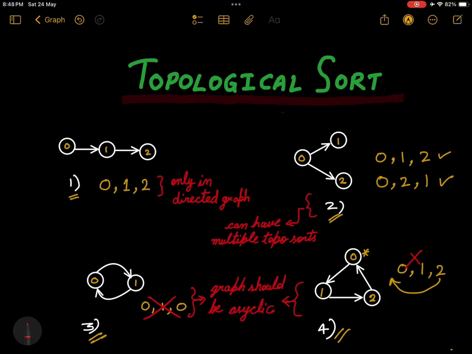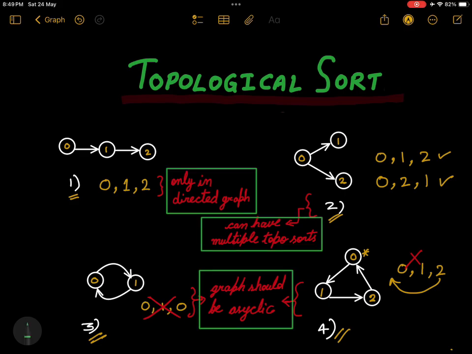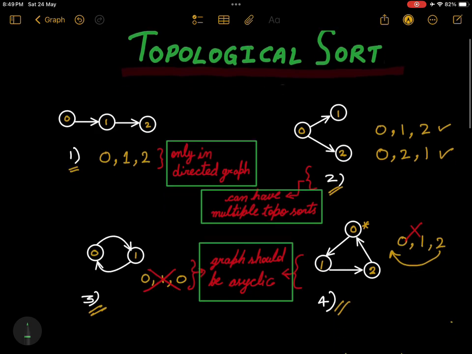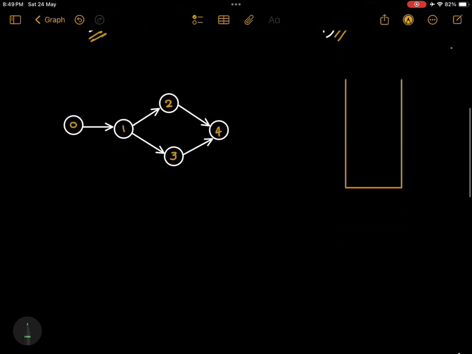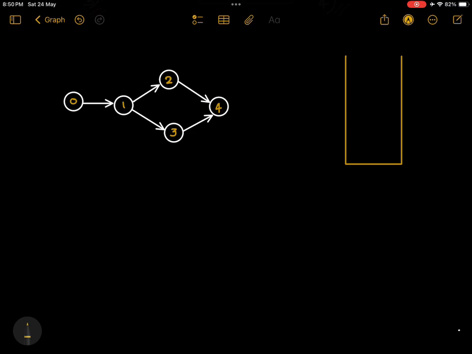So in topological sorting, we have 3 major observations. We can only have topological sort in directed graphs which are acyclic, and we can have multiple topo sorts. The basic definition is the node which comes first will be written first. Now let's see how we are gonna find our topo sort algorithmically.